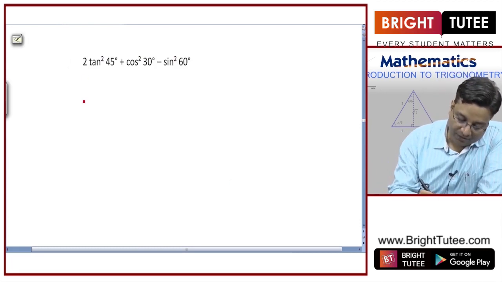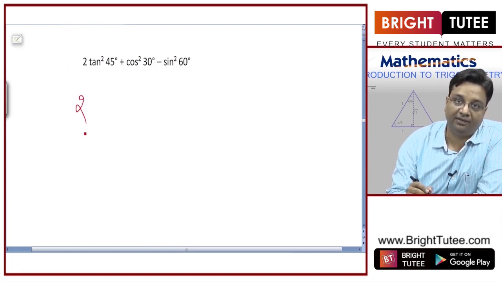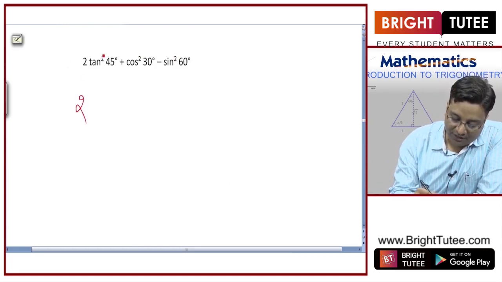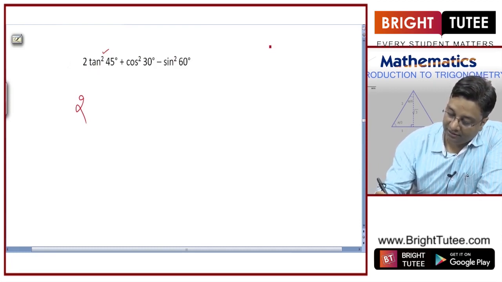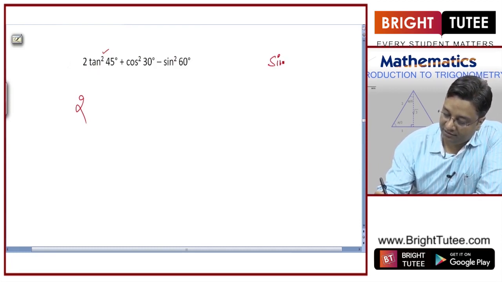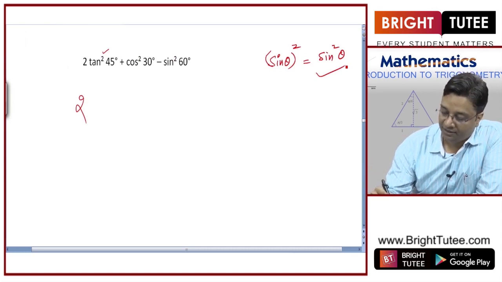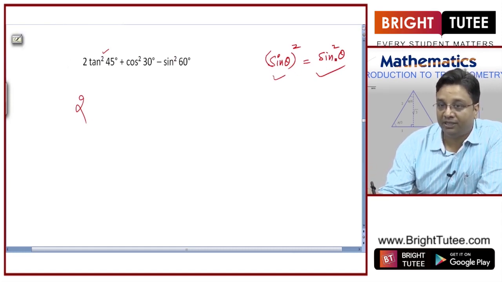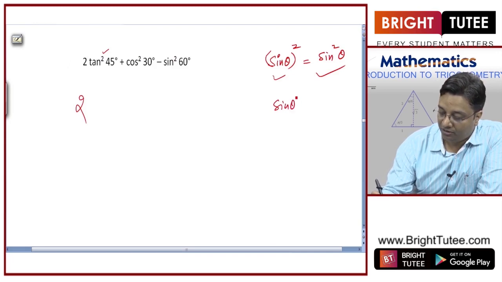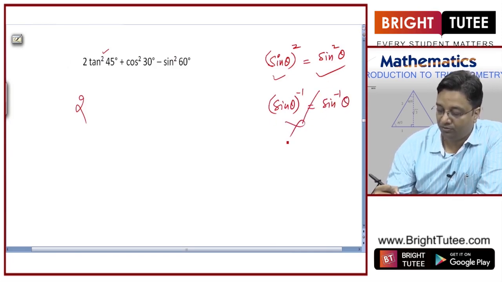Okay. So what is tan 45? Tan 45 is, students, when this square is written here, you can always write it like this. If sin theta whole square is there, you can always write it as sin square theta. There is no problem in this at all, right? This is just for the sake of simplicity. But you cannot talk about negative powers like this. If this is given, you cannot say this is equal to this. No. This is not true, right?